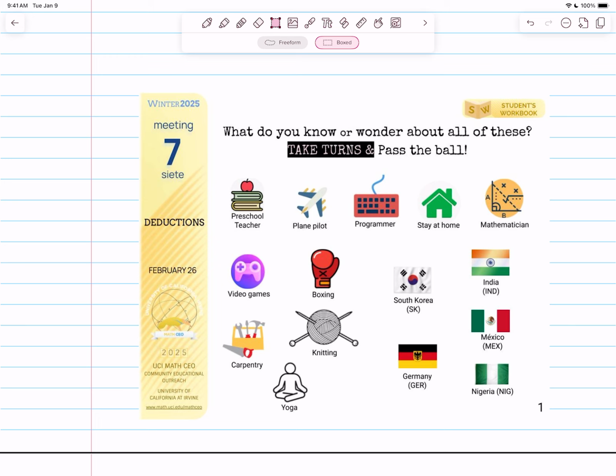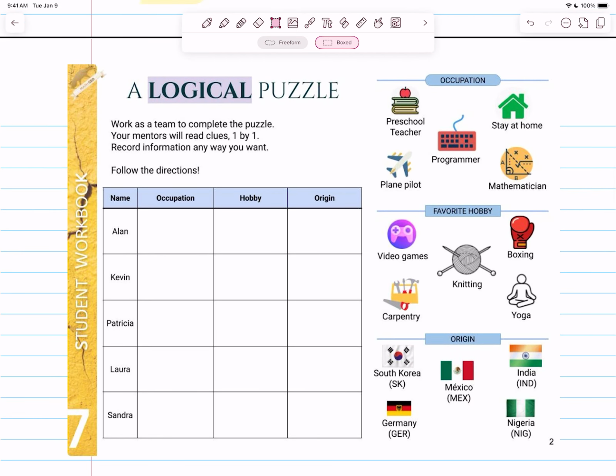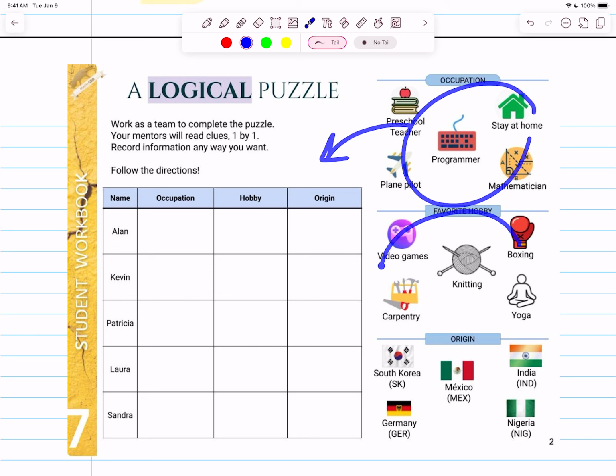Okay, now all of these objects are important for the actual activity. What are we doing with them? Well, we're going to do something very similar to what we've done the past few weeks. We have 5 people here: Alan, Kevin, Patricia, Laura, Sandra. And each of them has one of these occupations, one of these hobbies, and they have a country of origin. And our job is to take each of these and match them up with each of these people somehow.